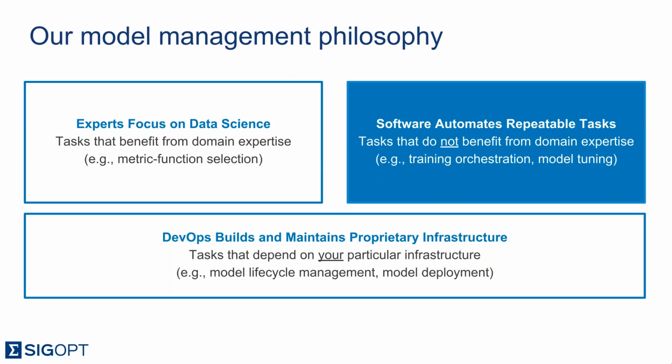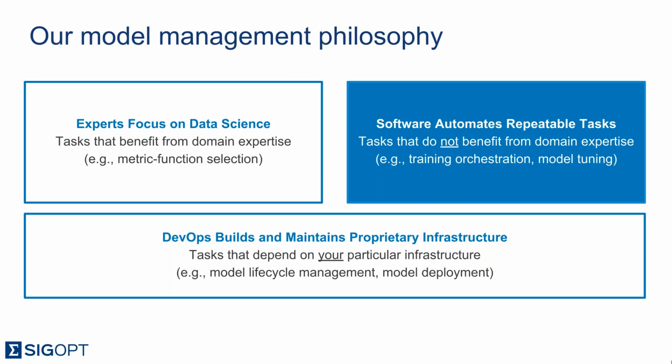Our goal is to give those experts the chance to spend the majority of their time working in this space, iterating on their objective metric and how it connects to their business outcome. Secondly, there's a certain amount of proprietary infrastructure required to ingest, clean, transform, analyze your data and manage the model lifecycle from development to production. This is typically handled by your DevOps team or some other internal infrastructure team.